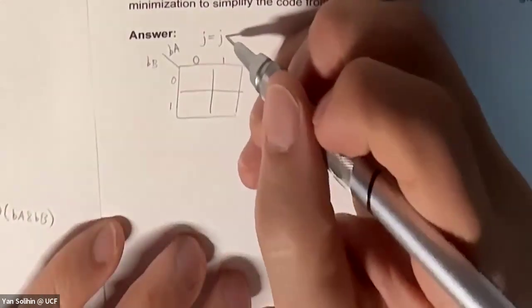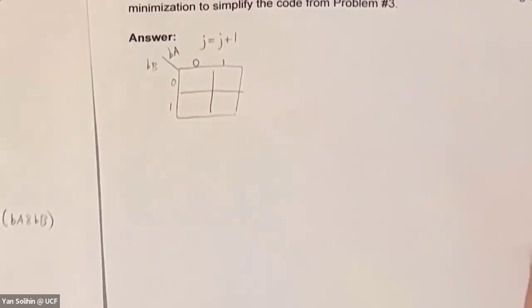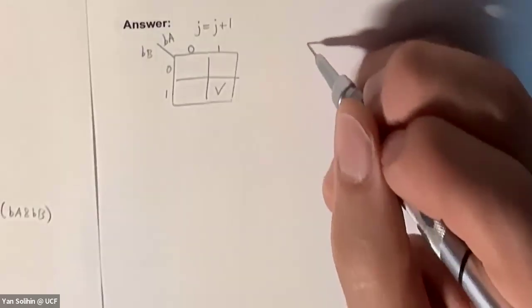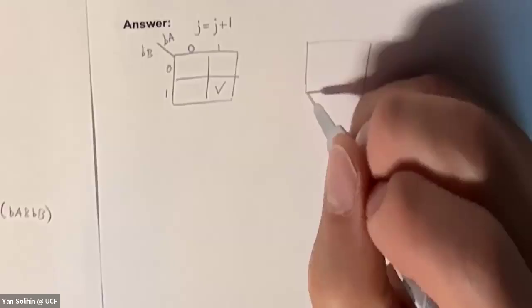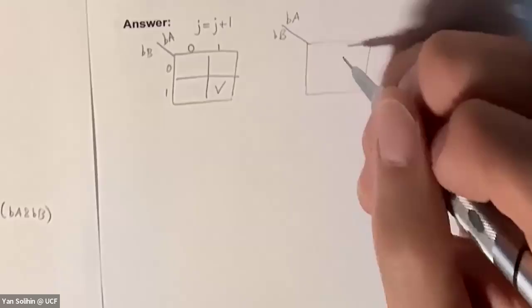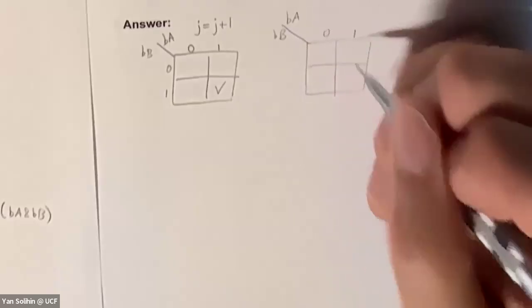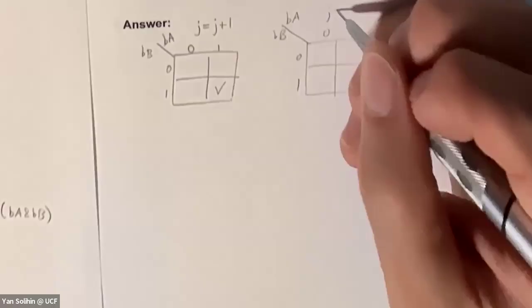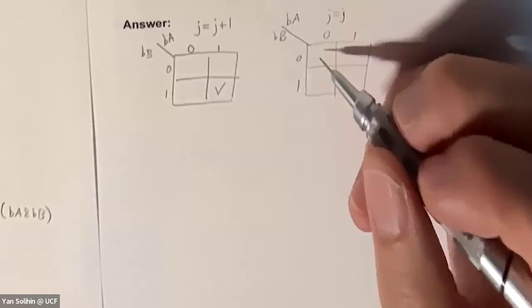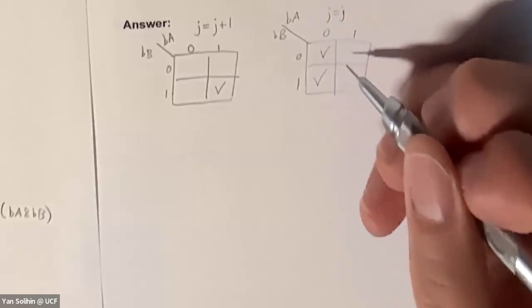One is for when J is updated, this is where we will have the value of J plus 1. And then the other one is when J remains the same. And here, these are the three cases in which they remain the same.